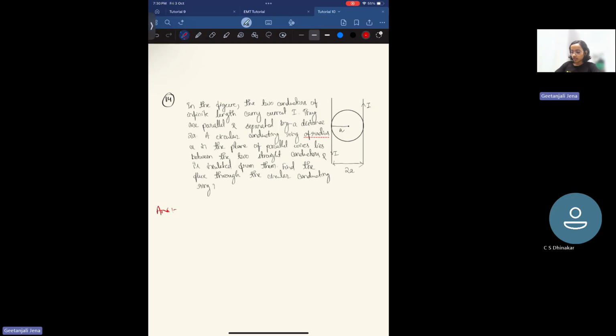For the 14th question, there is a figure given. There is a circle and two infinitely long wires. So in the figure, two conductors of infinite length carry current I. They are parallel and they are separated by a distance 2a. A circular conducting ring of radius a in the plane of parallel wires lies between the two straight conductors, and this is insulated from them. Find the flux through the circular conducting ring due to this configuration.